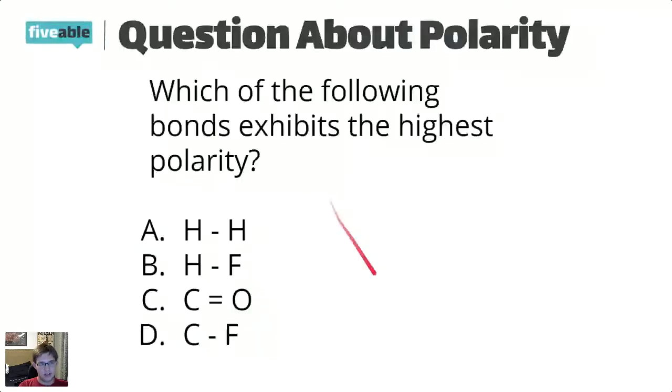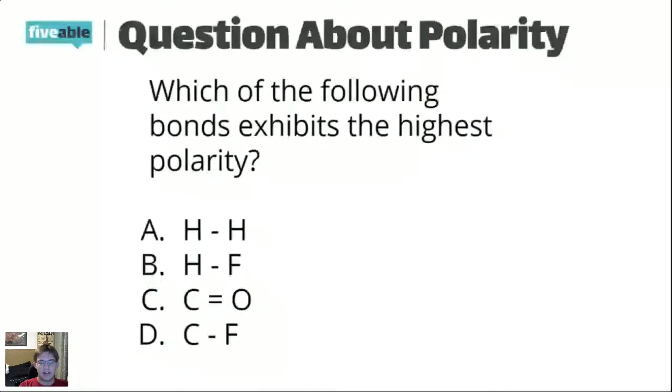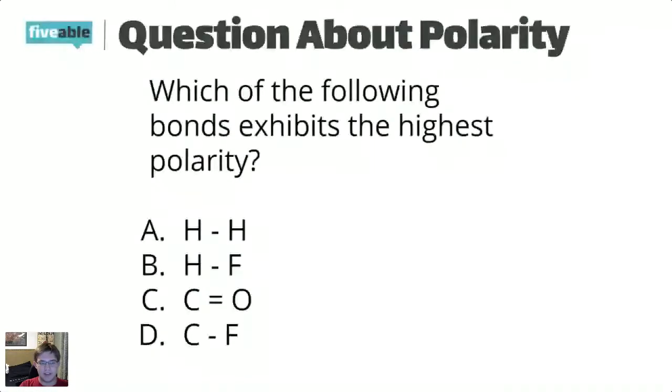So here is a little practice question that you might see on the AP exam. It definitely could be a multiple choice question, and it's asking which of the following bonds exhibits the highest polarity. So you have H2, you have H bonded to a fluorine, you have carbon double bonded to an oxygen, and carbon bonded to a fluorine. So just take a guess, which of those basically has the biggest difference in electron pull?